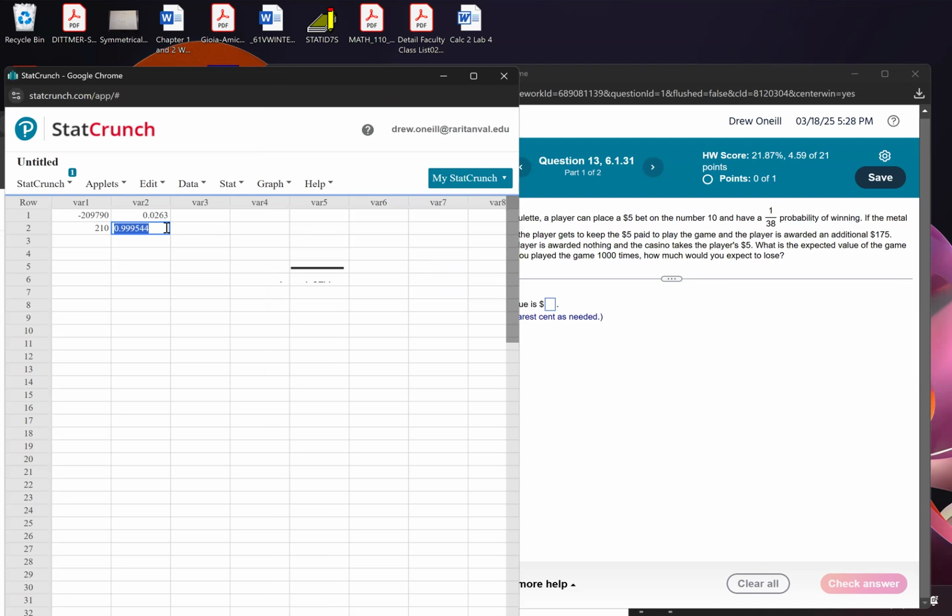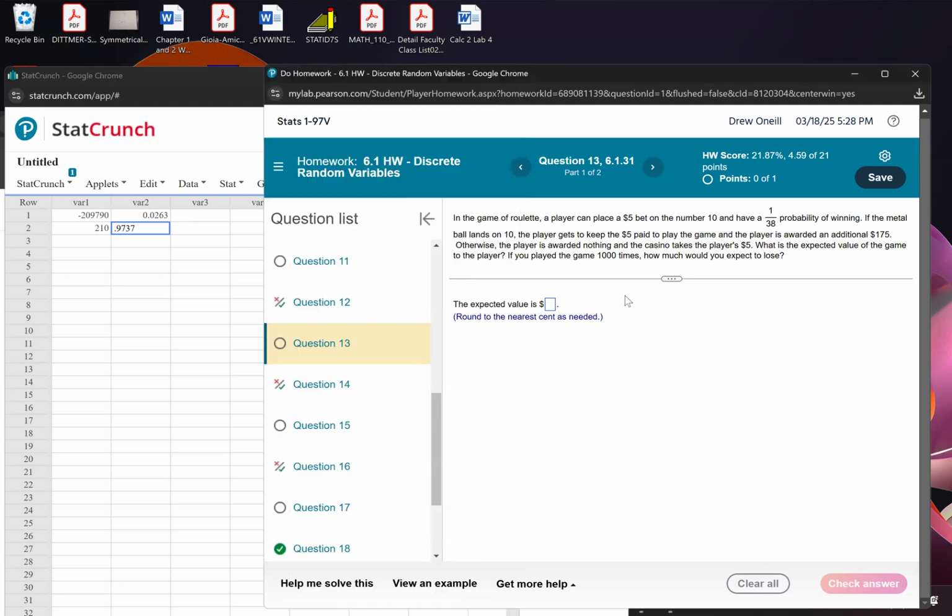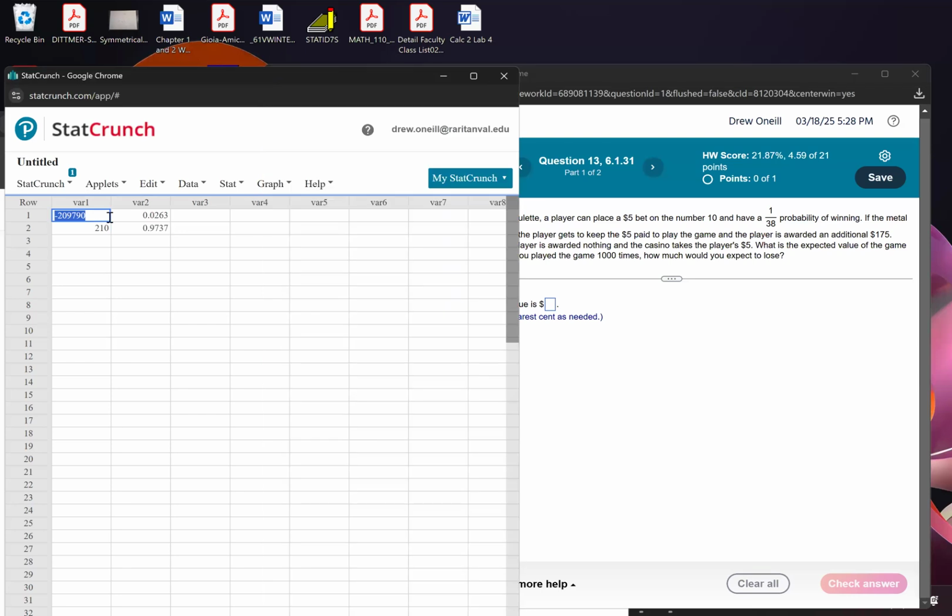So what's the probability of not winning? 1 minus that, so 0.9737. Now, what's the payout if the person wins? They put down a $5 bet, and if they win, they get 175. So the player gets to keep the 5 they paid plus 175. In that case, they don't really win back their 5, they just don't lose that 5. So they end up positive 175. If they don't win, which they probably won't, then they lose $5.